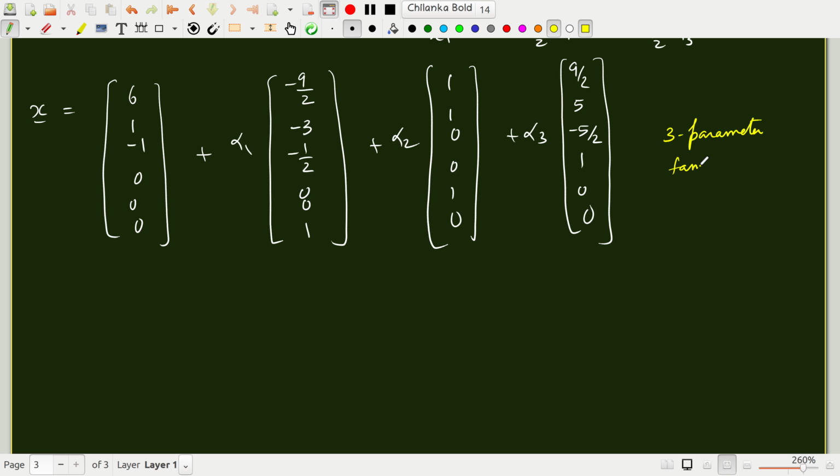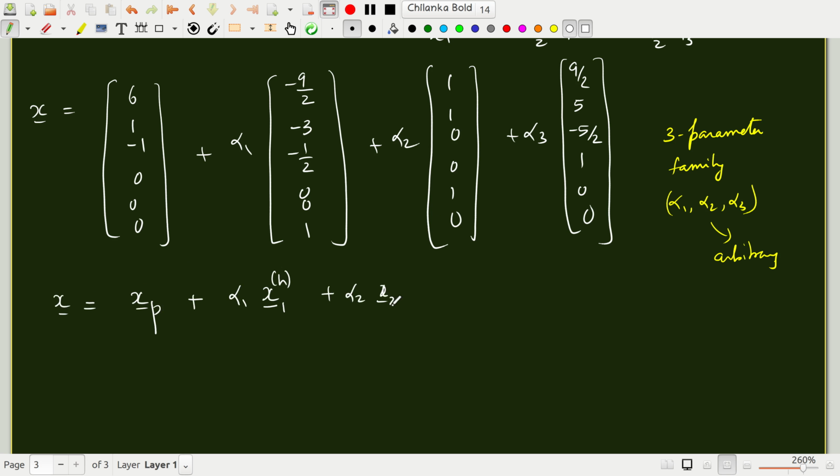Why is it a 3-parameter family? Because you have the 3 parameters alpha 1, alpha 2 and alpha 3, which are arbitrary. Now there is an interesting aspect about the structure of writing the solution in this form. This turns out that x can be written as xp, which is called the particular solution, plus alpha 1 x1 homogeneous plus alpha 2 x2 homogeneous plus alpha 3 x3 homogeneous.